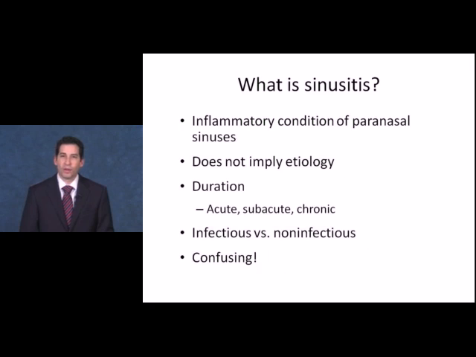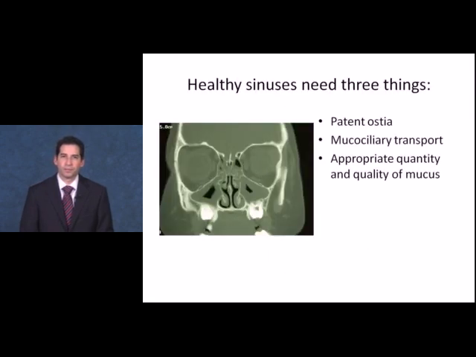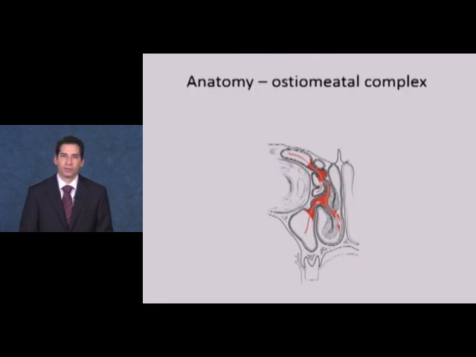It's hard to know whether that chronic runny nose for 4 weeks is due to sinusitis, or adenoid hypertrophy, or allergies, or simply nasal obstruction for some other reason. In order to be healthy, sinuses need 3 things. First, the ostia or openings of the sinuses must be open. Second, there must be adequate mucociliary transport within the sinuses. And third, the sinuses must have an appropriate quantity and quality of mucus.